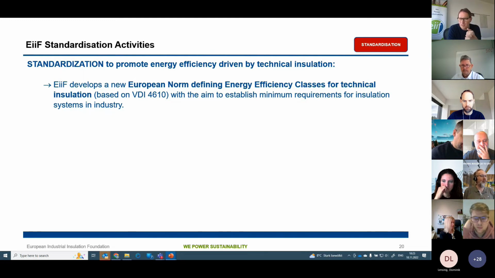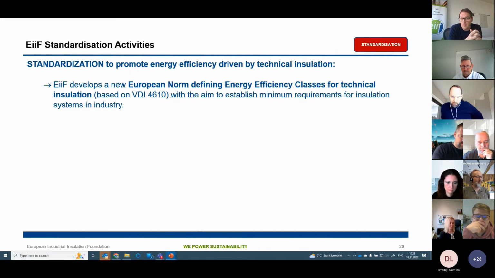I need to take care that the surface temperatures are not exceeded, and I need to show that the energy loss, the heat loss, is not above the maximum limit required for the energy class. So that is really facilitating work for the asset owners, for the plant builders and the planners, agencies, and giving a lot of expertise back to the experts, the insulation experts.